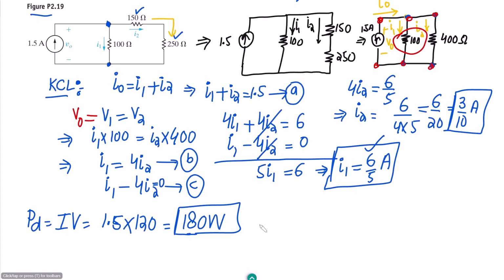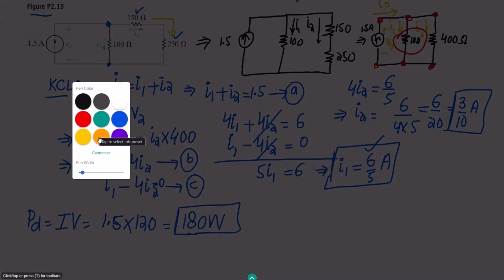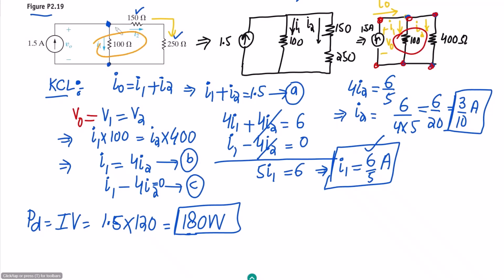Now, in order to find the power which is absorbed, we have three absorbing components. The first one is here, the second one is 150, this is 250. Let me find the values of the power here.